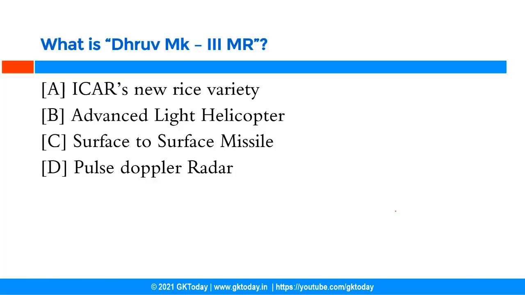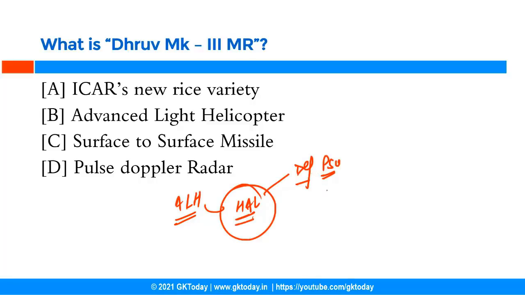Next question is, what is Dhruv Mk 3rd MR? So it is ALH, that is Advanced Light Helicopter, and it has been developed by HAL. What is HAL? It is Hindustan Aeronautics Limited. It is a defense PSU. PSU stands for Public Sector Undertaking and it is under MOD, that is Ministry of Defense.